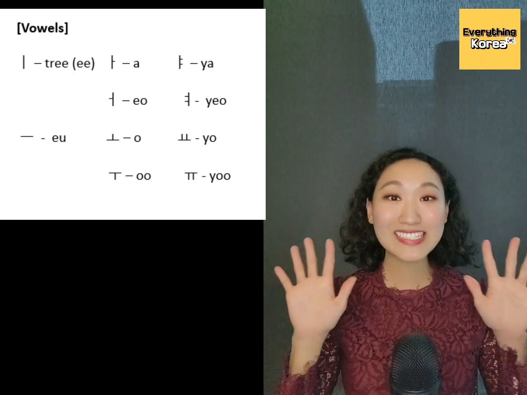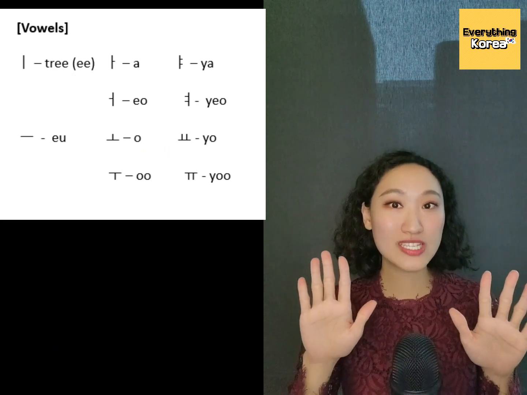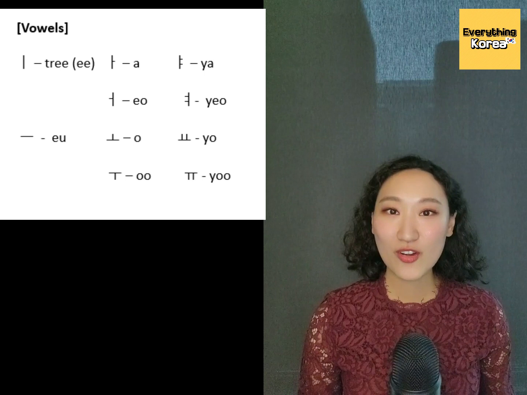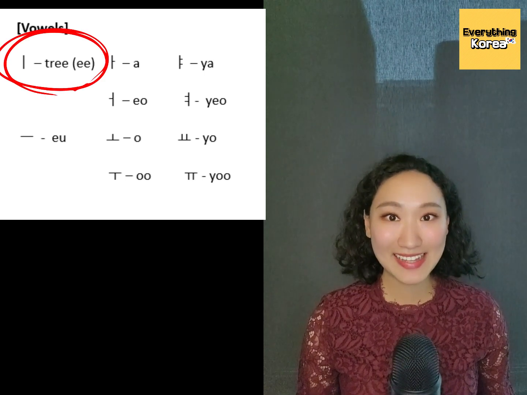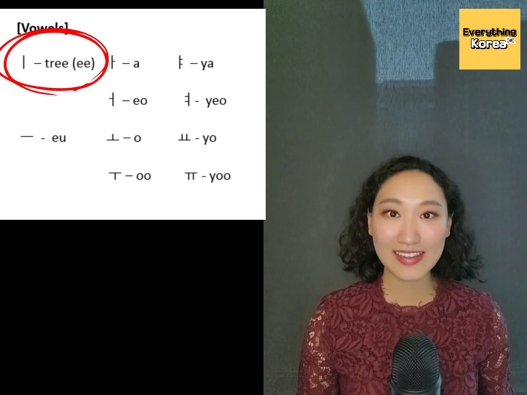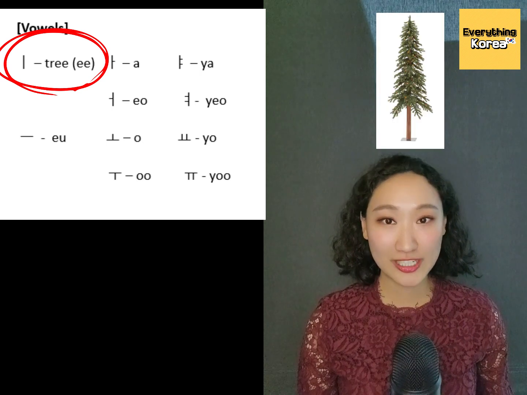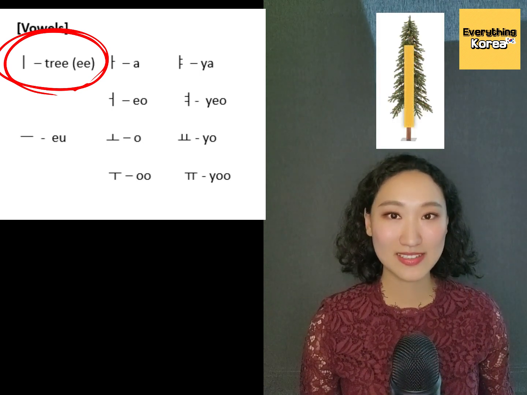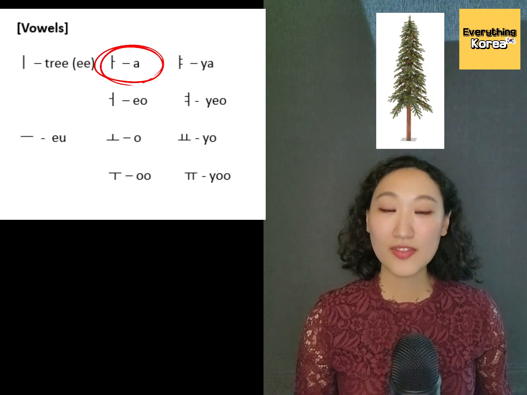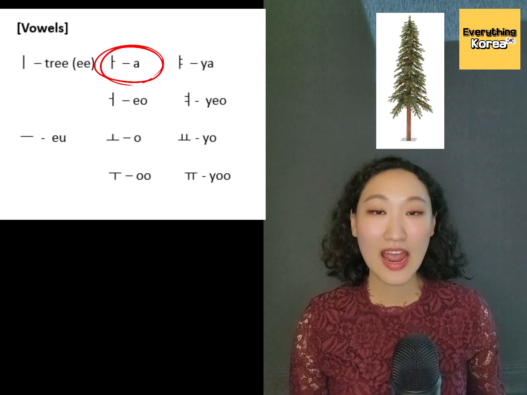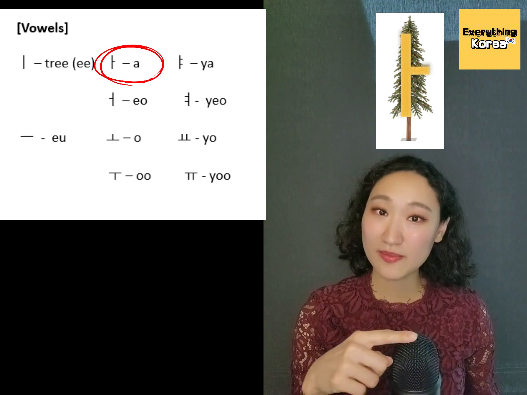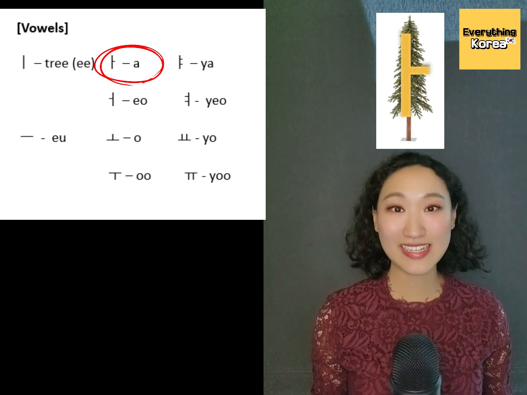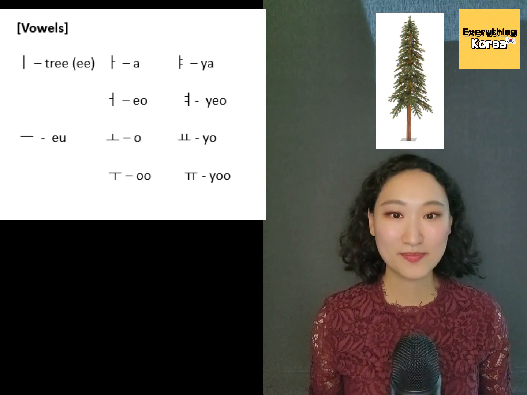There are 10 basic vowels in Korean. First one is E. It looks like a tree. So remember the E sound. Then there's a line outside of the tree. So remember the A sound because it's outside.